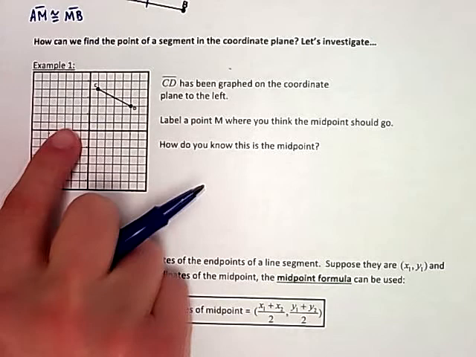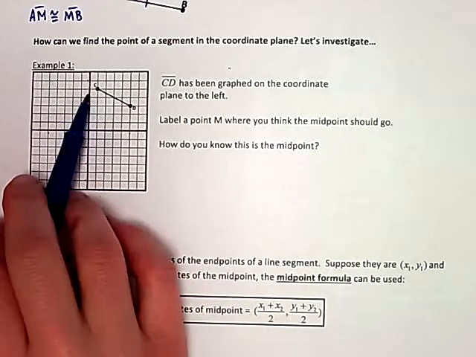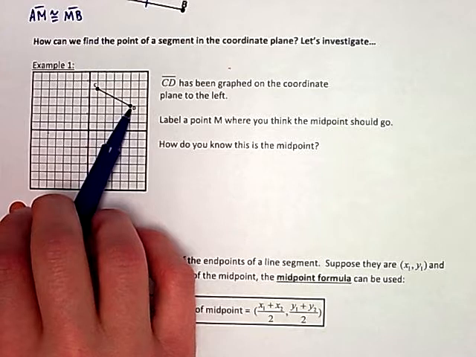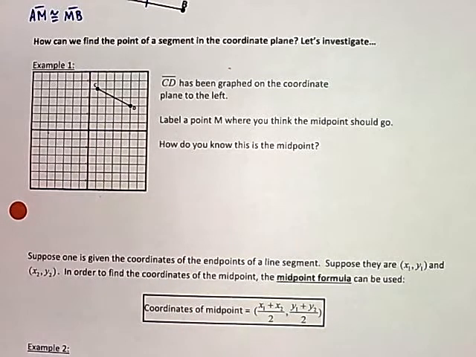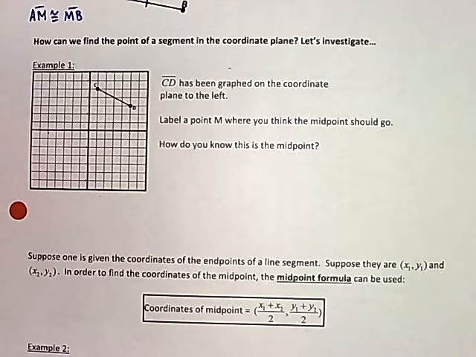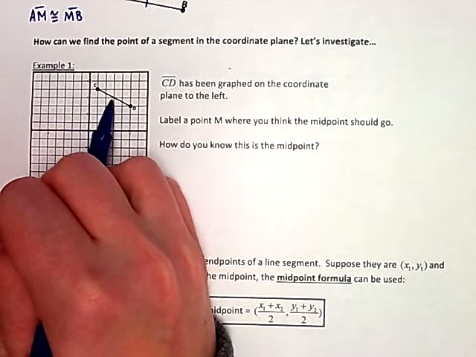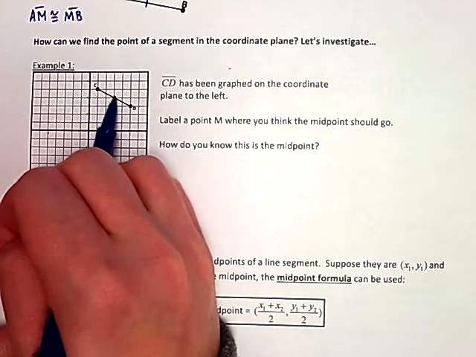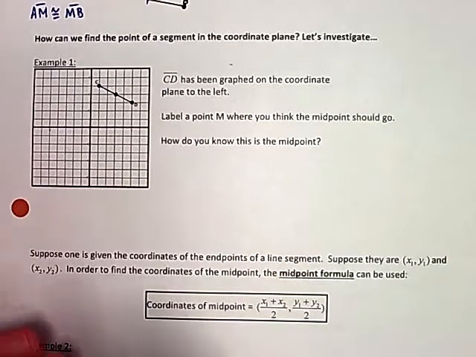So suppose in this example we have the line segment CD, and we're going to think about, first of all, visually, can we figure out where the midpoint is? So I want you to pause the video and just place a point somewhere on the segment where you think the midpoint is. Press play once you've done it, and then we'll continue the discussion. So when I look here, it looks to me like the midpoint would be right there.